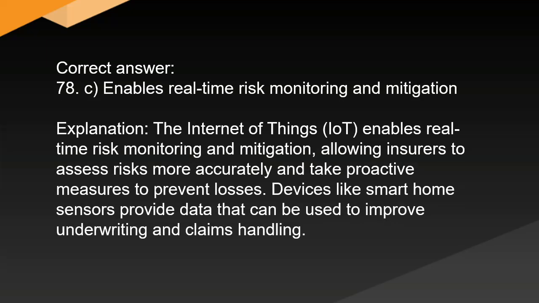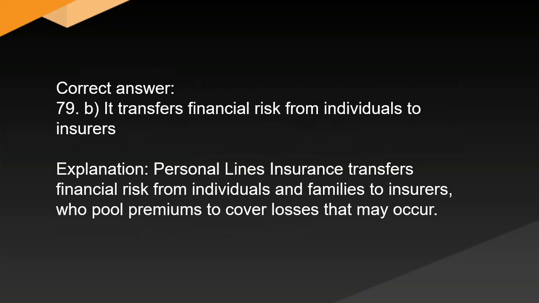Correct answer. C. Enables real-time risk monitoring and mitigation. Explanation. The Internet of Things enables real-time risk monitoring and mitigation, allowing insurers to assess risks more accurately and take proactive measures to prevent losses. Devices like smart home sensors provide data that can be used to improve underwriting and claims handling.